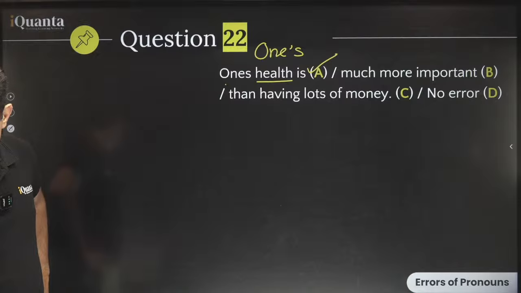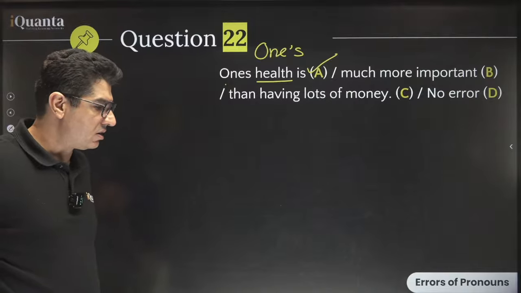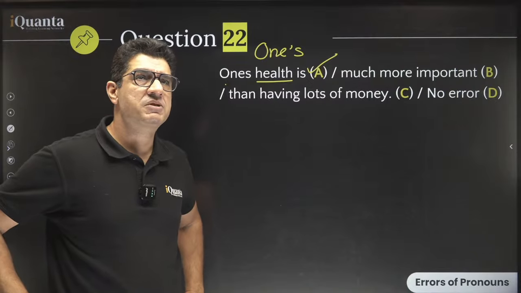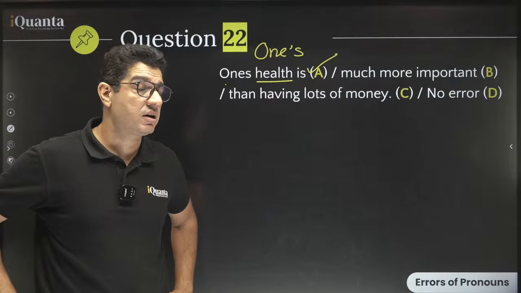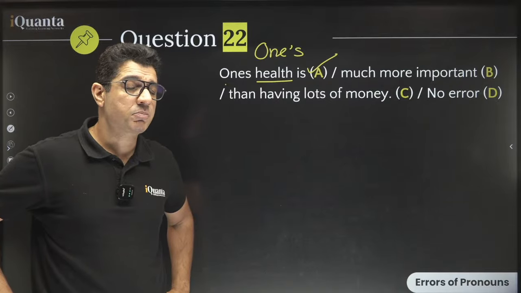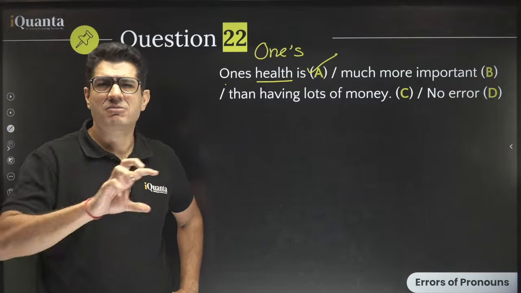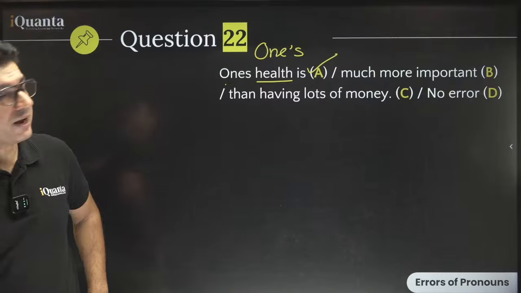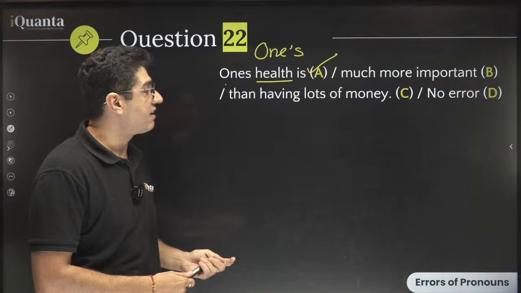Okay? Ones basically means examples, people. So if I ask you to get some fruit, don't forget to pick up some fruit. Do remember that you are supposed to not buy the very ripe ones. So you just used ones as a plural pronoun there. Okay? So one's health is much more important than having lots of money.